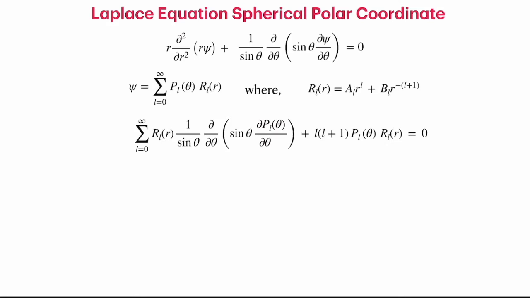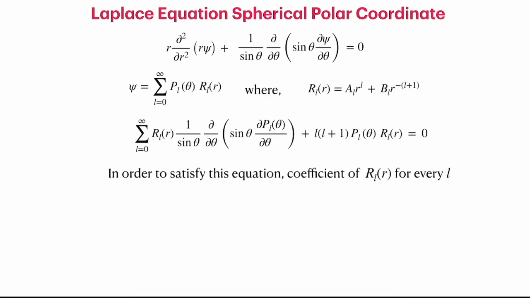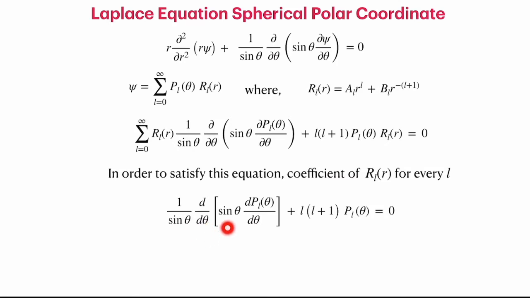So this equation is satisfied only if the coefficients of R L become 0 for each value of L, because the R L are eigenfunctions of the differential operator and they are linearly independent functions. So now we set the coefficients to be 0. For each value of L we get a differential equation, an ordinary differential equation in theta. And that is 1 by sine theta d by d theta of sine theta into dP by d theta plus L into L plus 1 into P L of theta equal to 0. This L into L plus 1 is coming because of the eigenvalue of the radial eigenfunction R L.